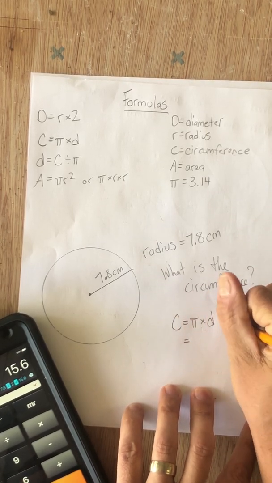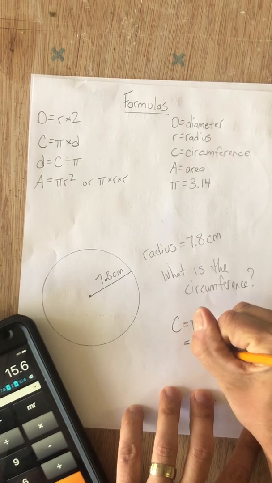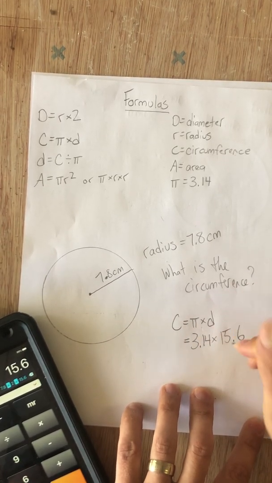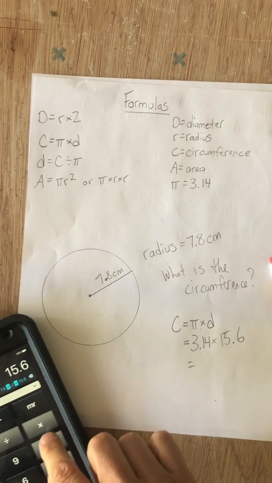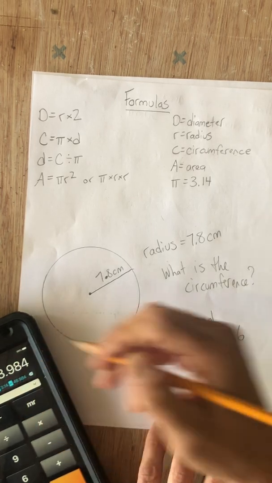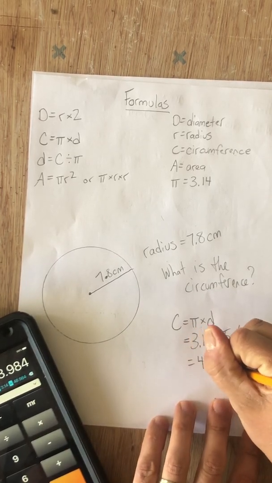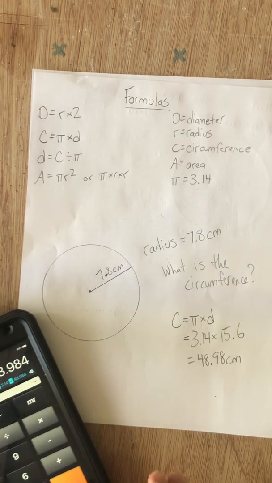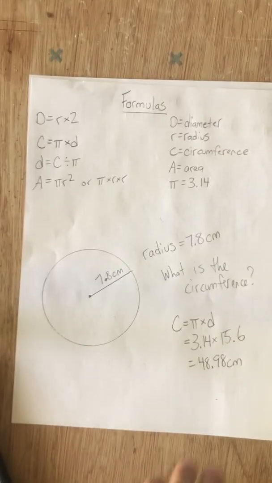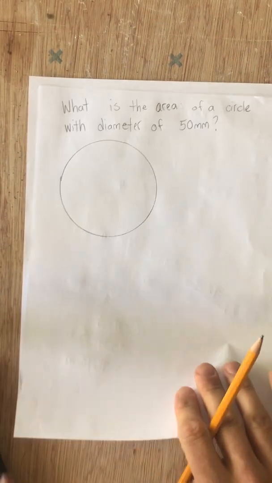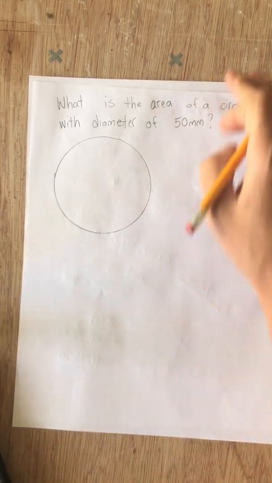So I'm going to sub that in here to my formula: 3.14 times 15.6. And what do I get? All right, my circumference is 48.98 centimeters. Okay, so that's how. I'm sure that was really simple for you because we're good at doing circumference, but there's a quick review of that one.